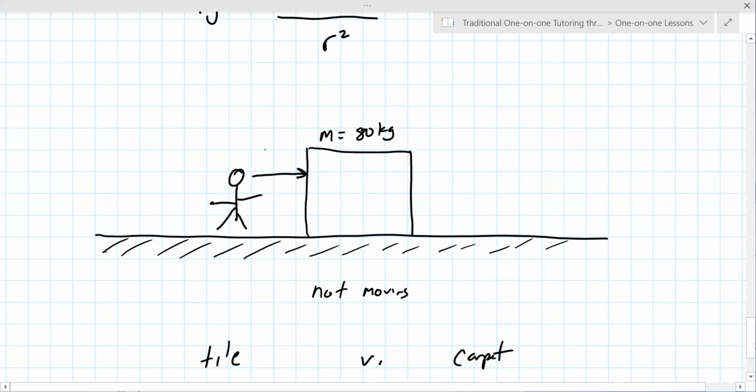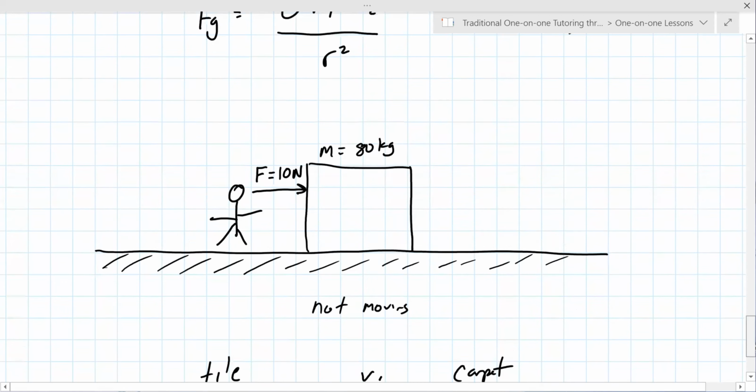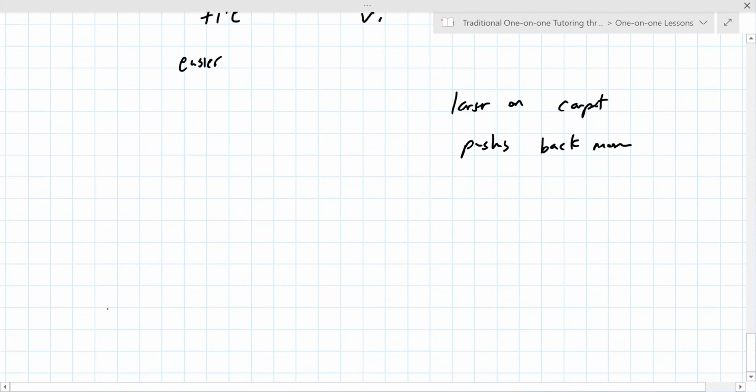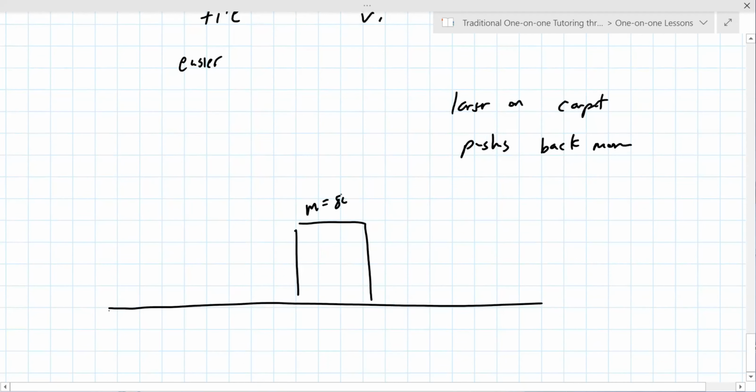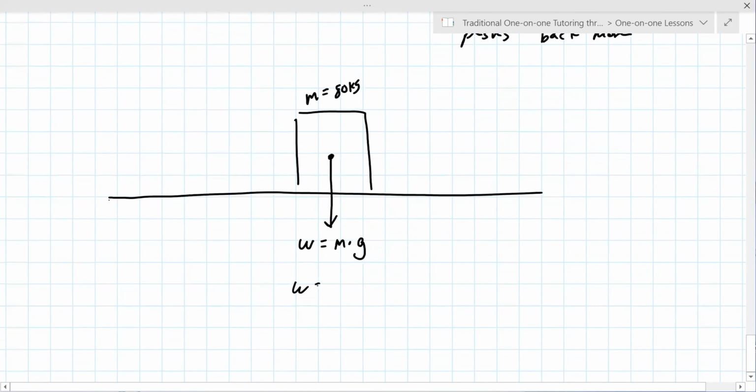Yeah. Okay, so let's say you apply a force here of 10 newtons. Some of these don't make any sense because I don't know what a 10 newton force push is, but let's do some calculations. Let me redraw it slightly. You've got a box with a mass of 80 kilograms, which is quite large. What is its weight? Its weight is m times g. Do you remember that? So its weight is 80 times 9.8.